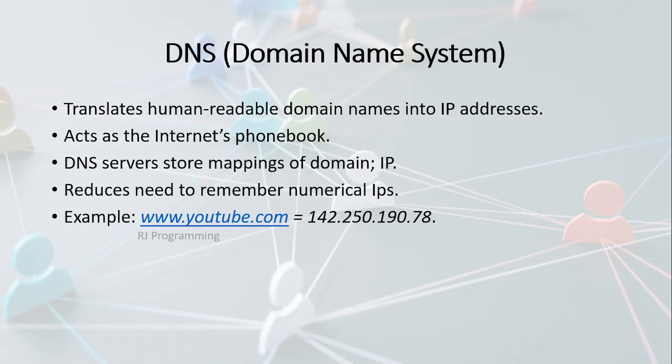It makes the internet user friendly by translating domain names into IP addresses. Imagine if you had to remember every website by its IP address, it would be nearly impossible. DNS solves this by acting like the internet's phone book. When you type www.youtube.com, your device contacts a DNS server, which returns the corresponding IP address so your browser can connect to the right server. This happens behind the scenes in milliseconds, allowing users to browse with simple, readable names instead of numbers.